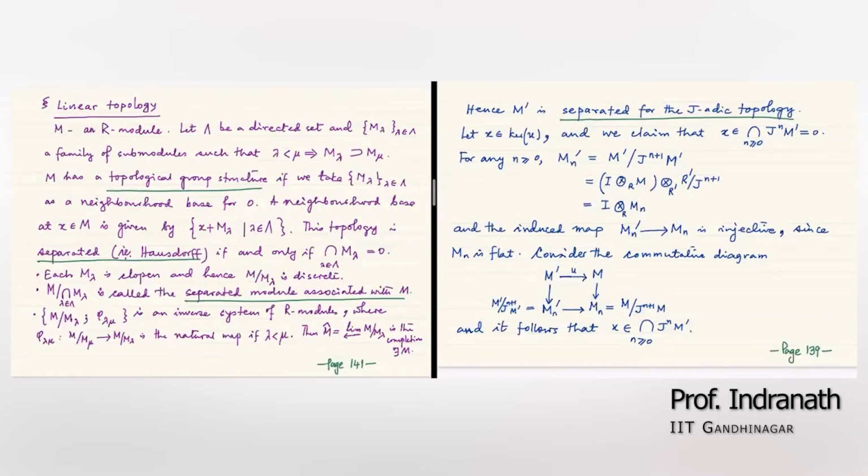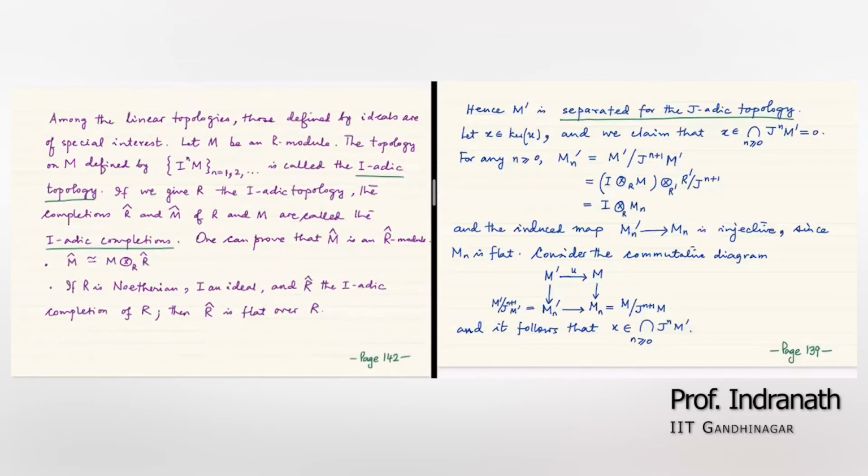Then this gives you an inverse system of R modules. Since you know that for lambda less than mu, you have M lambda containing M mu, you have a natural R module homomorphism. So these are your maps, and this creates an inverse system of R modules. Then just take the inverse limit, which is called the completion of M, this M hat. So this is a quick introduction, just because we need this language.